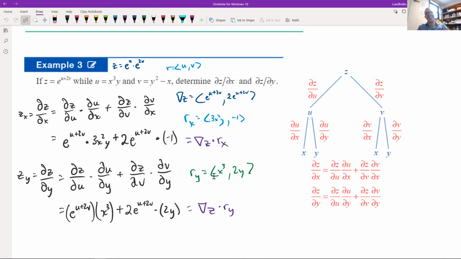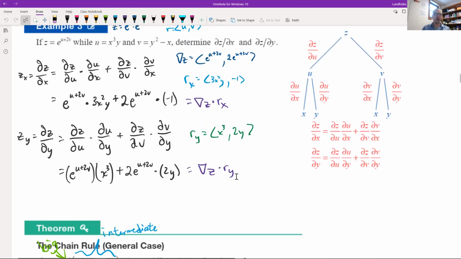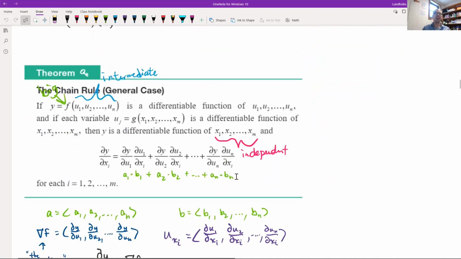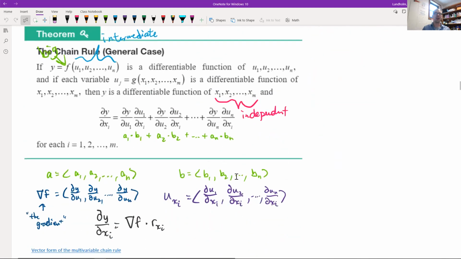This is fun. Multivariable chain rule. All right, we have no time to sit around. I mean, if you want to ask some questions, go for it. We got to keep going.